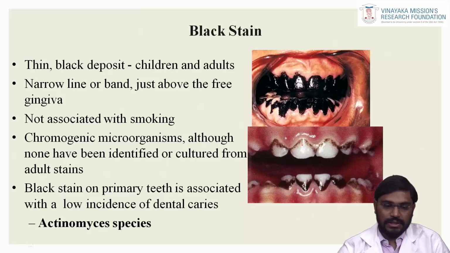Coming to the black stains, these are thin black deposits seen in children and adults, a narrow line or band just above the free gingiva, not associated with smoking. Chromogenic microorganisms are suspected, although none have been identified or cultured from adult stains. Black stain on primary teeth is associated with a low incidence of dental caries. Usually Actinomyces species is involved.